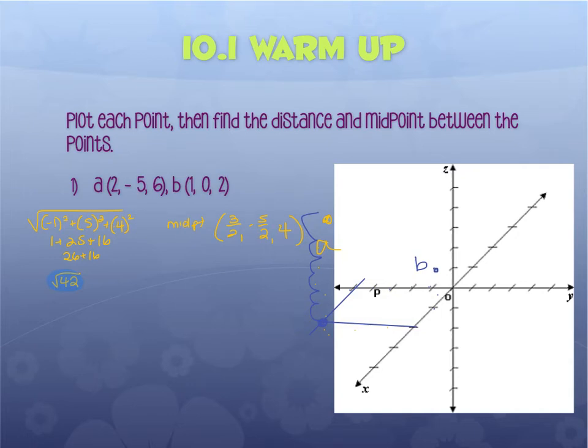All right, so number one said to plot each point, then find the distance and midpoint between the points. So for point A, you're going to be moving forward 2 points, moving left 5 points, because that's your Y, and then up 6 points.